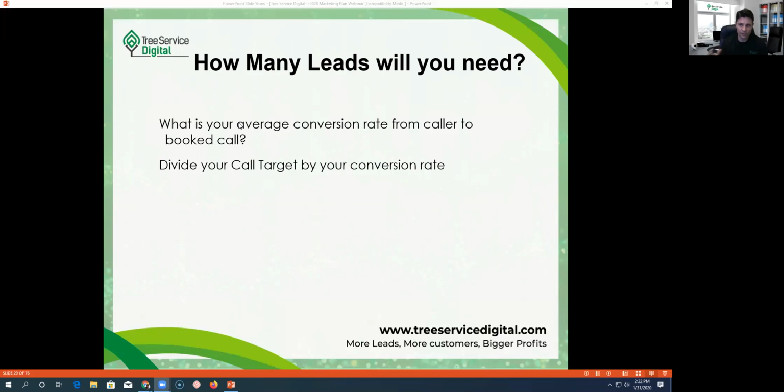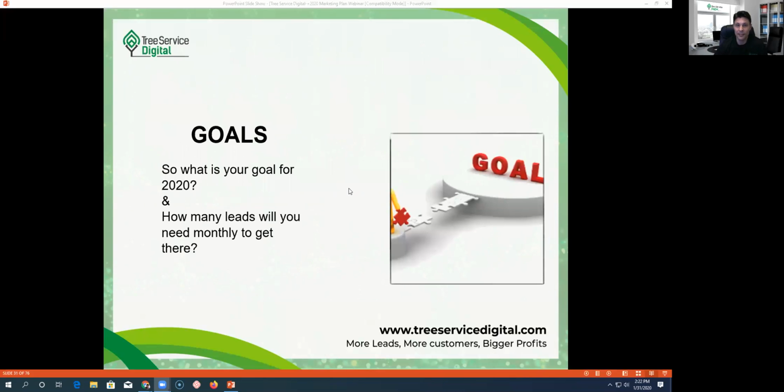So all this is going to differ slightly. But divide your call target by your conversion rate. If you book 50% of the calls that come through to a job, then, like the previous slide showed, 200 calls means you would need 400 leads per month to book that many jobs for that much revenue. So what is your specific goal for 2020? How many leads will you need monthly to get there?